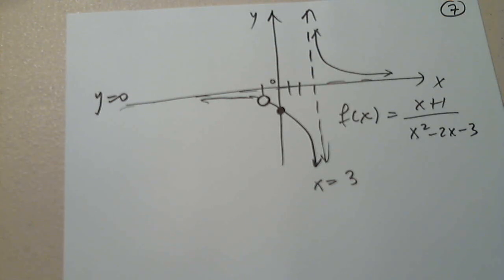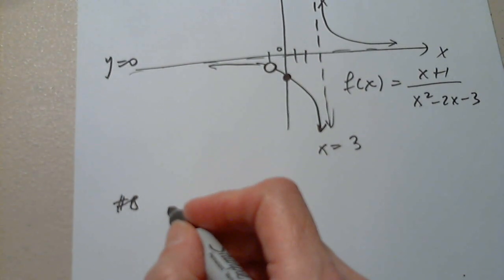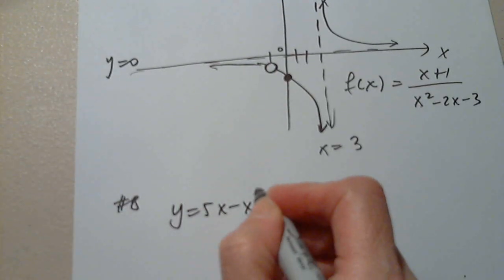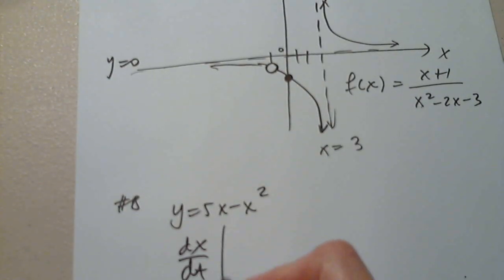Do you have a problem for us? Review question 8. Sure, let's look at 8. We have y equals 5x minus x squared, and they say find dx over dt when x equals negative 2 and dy over dt is 2.5.